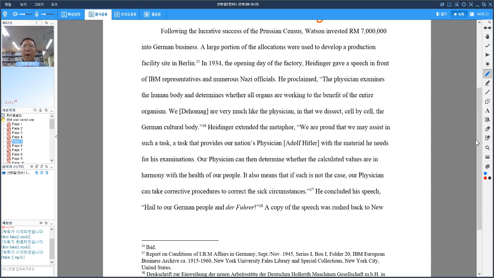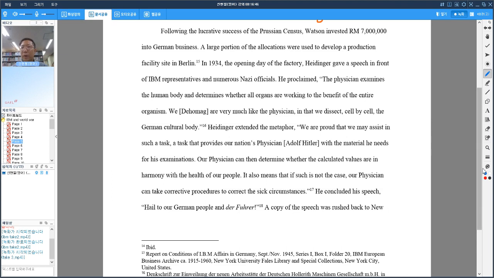And we, the Hollerith company, are very much like the physician in that we dissect, cell by cell, German cultural value. Heidinger compared his company, Dehomag, to the job of doctors. He said that what Dehomag is doing is quite similar to a doctor's job.